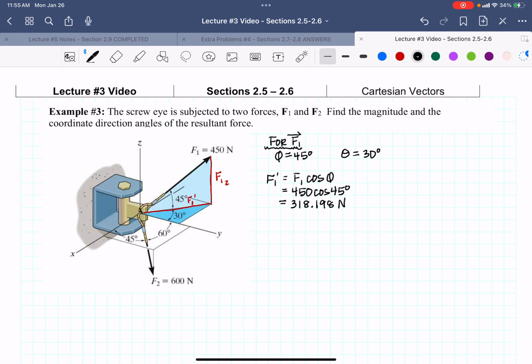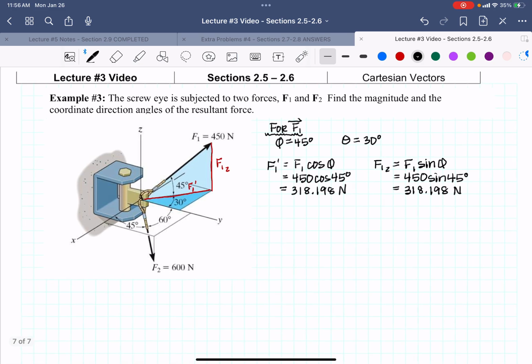Now we do have to be careful and check if any of these components are negative. So in looking at this, the Z component is up, so it's going to be positive. So when I solve for F1 in the Z component, I'm going to have positive F1 times the sine of phi. That equals 450 times the sine of 45 degrees, which gives me my Z component equal to 318.198 newtons.